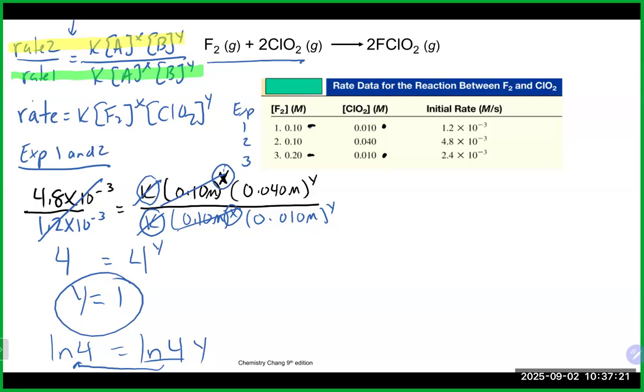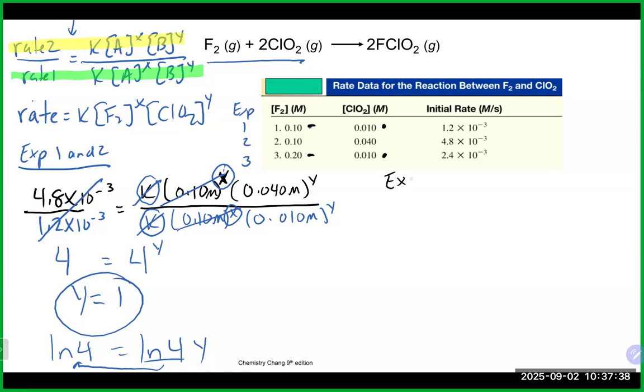By the way, you can come across a table where you have multiple choices, like experiment 1 and 2 or 1 and 4 will do it as well. You can pick any one you want, and they should give you the same answer. So there could be multiple ones that you may choose to do.